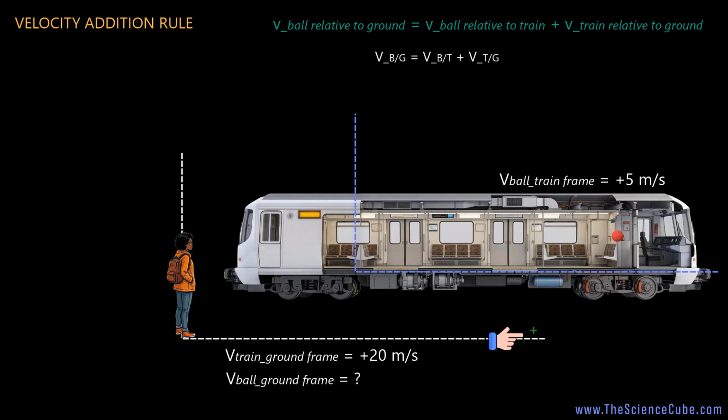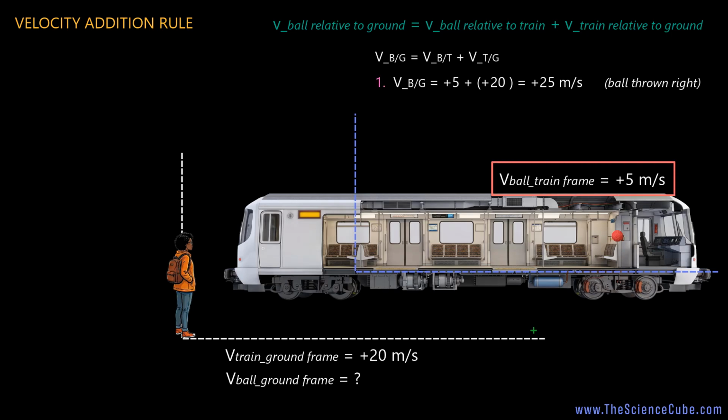Example 1. Train moves right at 20 meters per second, ball thrown right, forward, at 5 meters per second relative to the train. V B slash G equals V B slash T plus V T slash G equals positive 5 plus positive 20 equals positive 25 meters per second. Ball moves at 25 meters per second to the right relative to the ground. Makes sense. Example 2. Same train moving right at 20 meters per second.